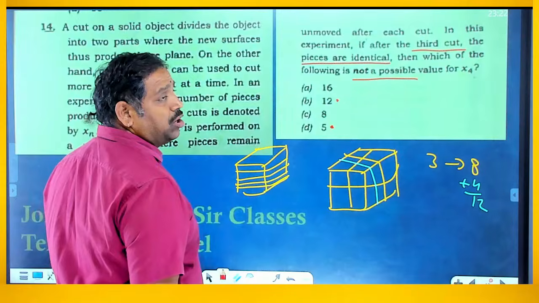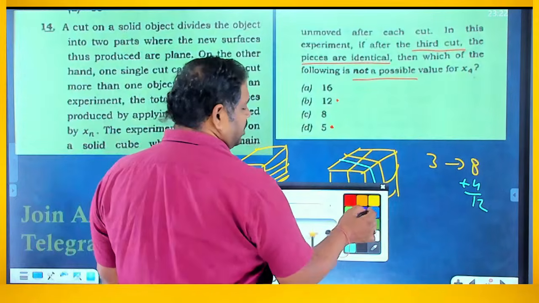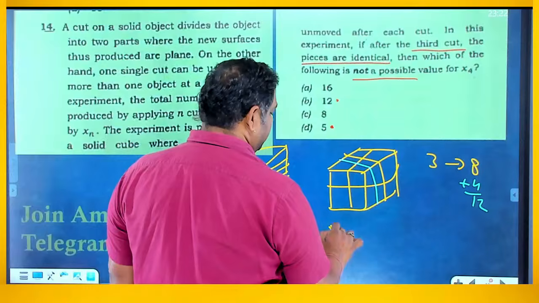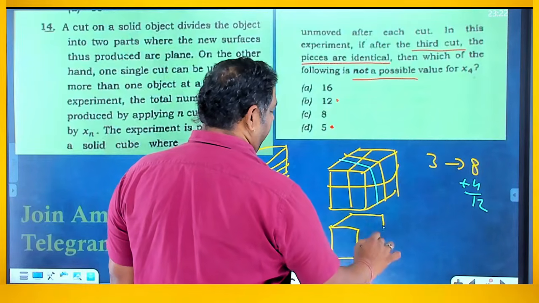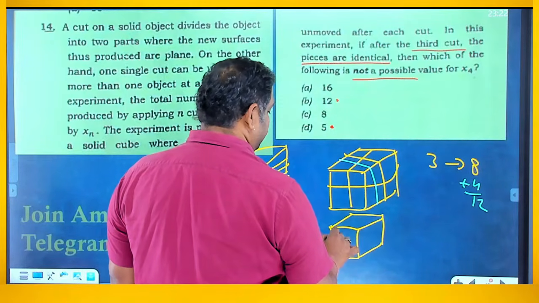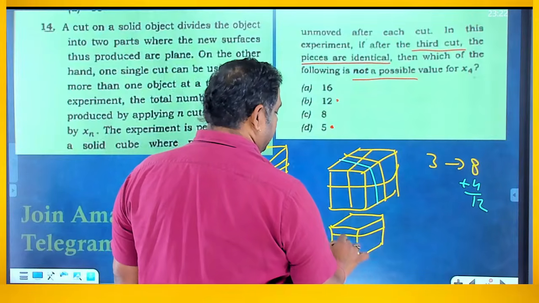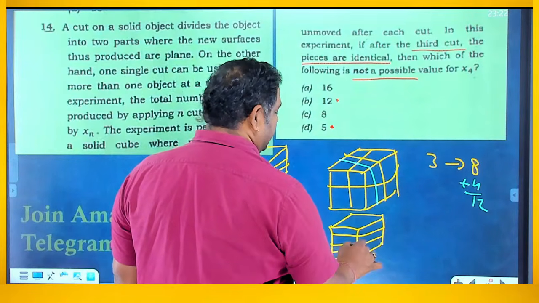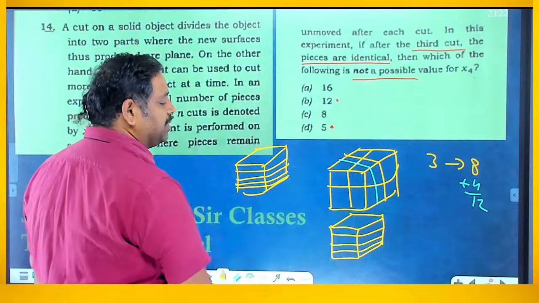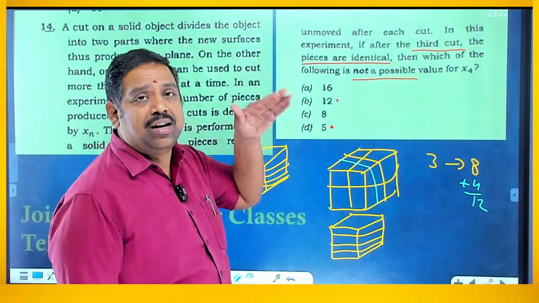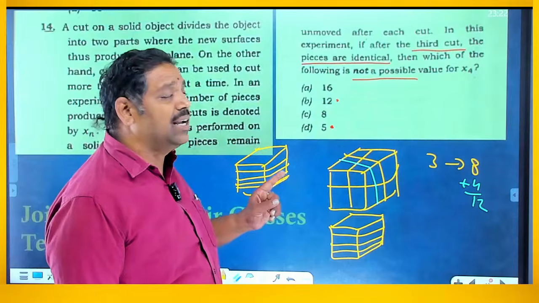But he's asking about not a possibility, right? That's why going to the next one. Suppose I made a cut like this, another cut like this, another cut like this. Now how many pieces you got? Four slices you got, right?